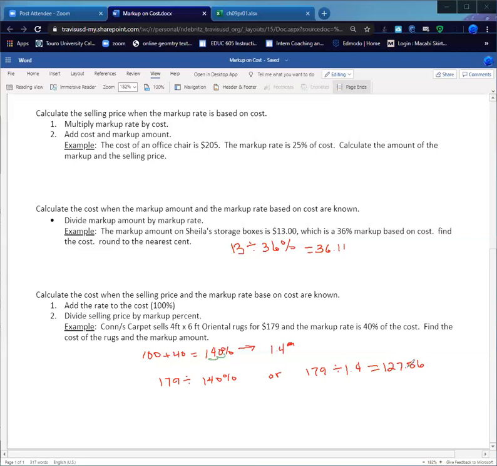Then I'm going to take the selling price and subtract the cost, which is going to give me the markup. The selling price was $179, and I'm going to subtract the $127.86 from that, which is going to give me $51.14, which is the markup. Of course, if you want to check your answer, you just make sure that the selling price equals the cost plus the markup. The selling price was $179. Does it equal the cost, $127.86, plus the $51.14? Those are equal, so I did the problem correctly.